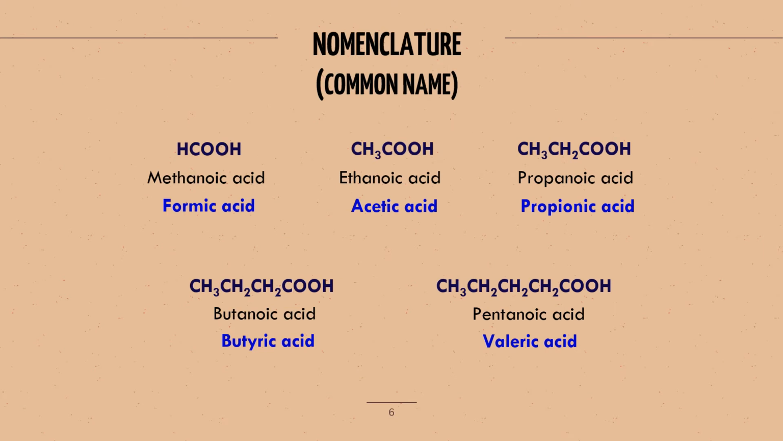These are the 5 important common names of carboxylic acid. So 1 carbon of carboxylic acid is known as formic acid. 2 carbons of carboxylic acid is acetic acid. 3 carbons of the acid is known as propionic acid. 4 carbons as butyric acid, and 5 carbons of carboxylic acid known as valeric acid. And these are the IUPAC nomenclature for each of the carboxylic acids.